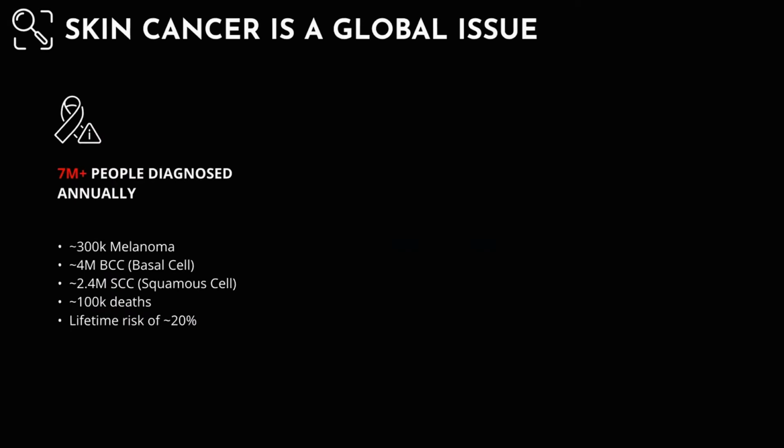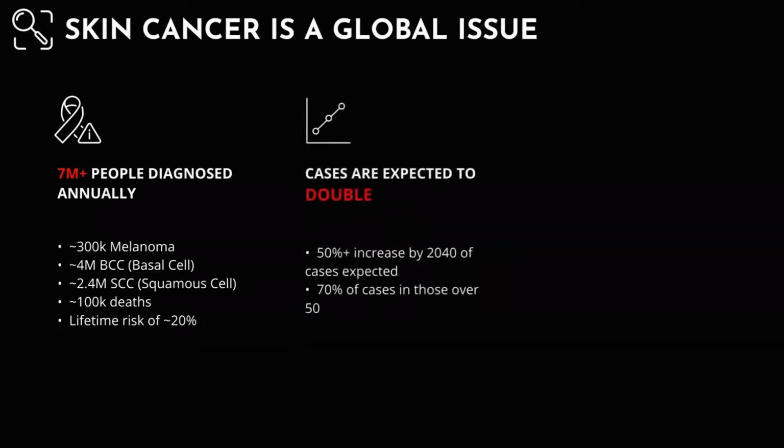Skin cancer is a global issue. Every year, there are more than 7 million cases of skin cancer and 100,000 deaths. There are 3 main types of skin cancer: BCC, SCC, and melanoma, being the most dangerous and malignant. Based on your ethnicity, if you're from Europe, America, England, Australia, 1 in 5 chance that you will contract skin cancer in your life. It is a growing problem. In the next 20 years, cases are expected to double. The older you get, the higher the risk profile.